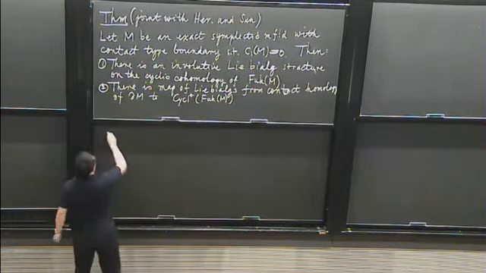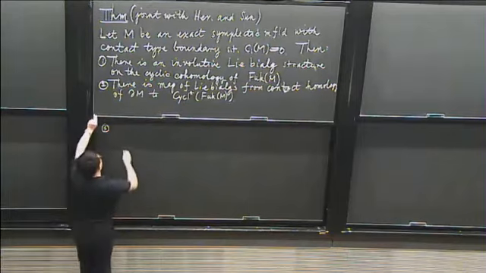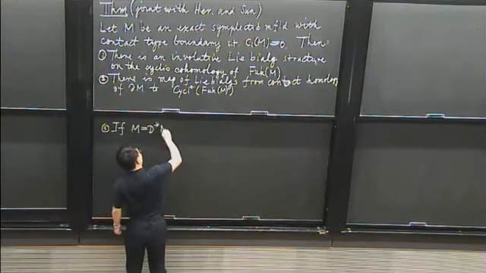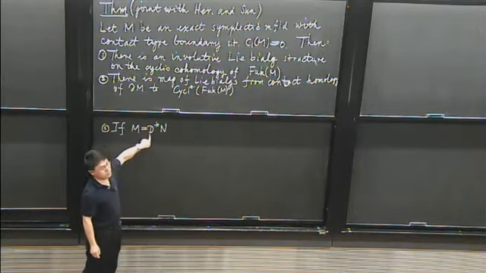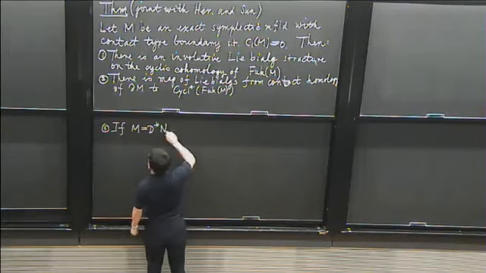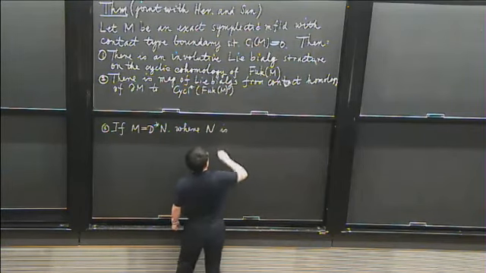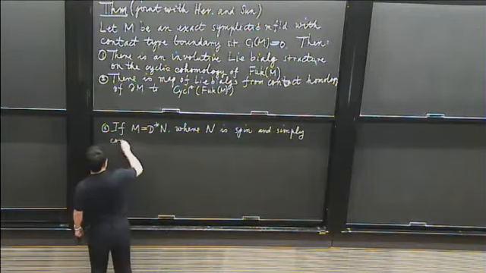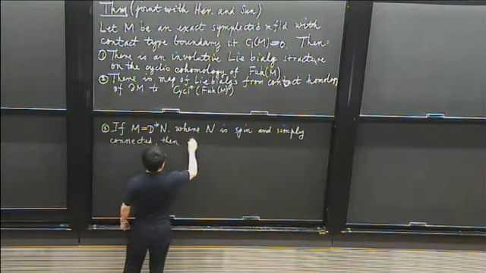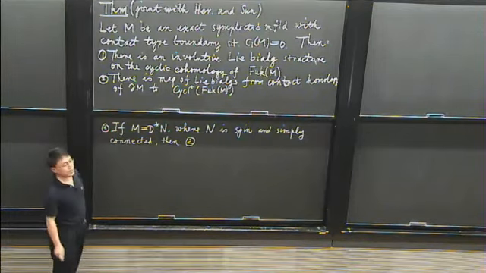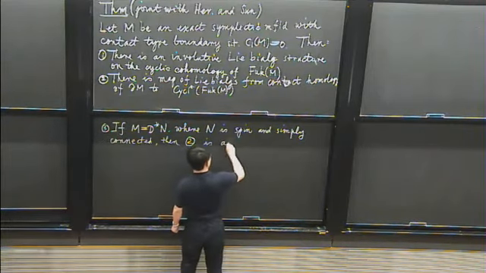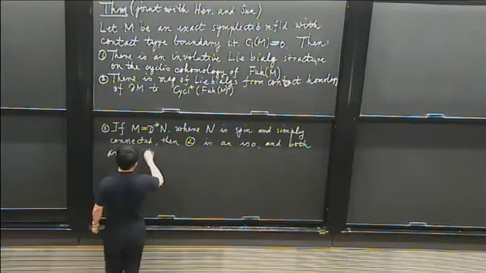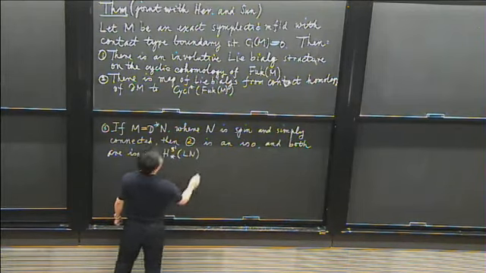Okay. The third statement is: if M is the cotangent unit bundle of N, where N is spin and symplectic, then the two homologies in the second statement, the map is an isomorphism, and both are isomorphic to the equivariant homology of the free loop space of N.